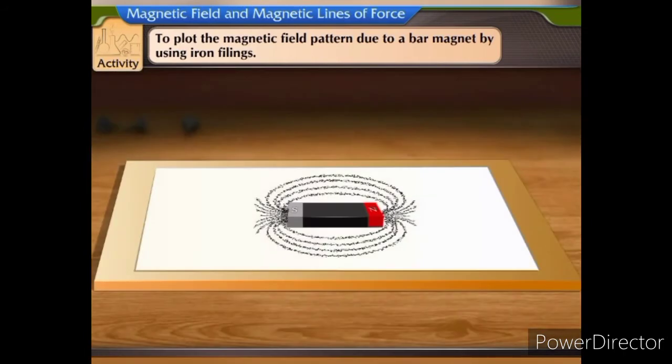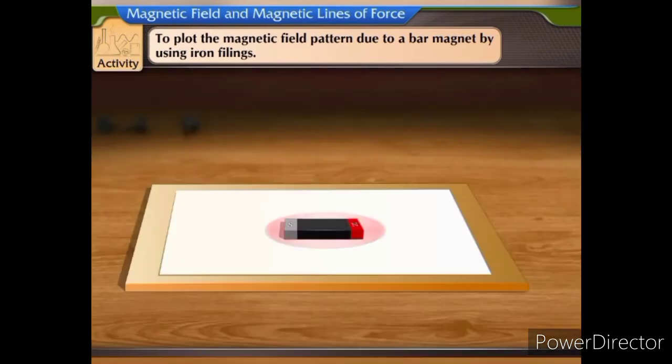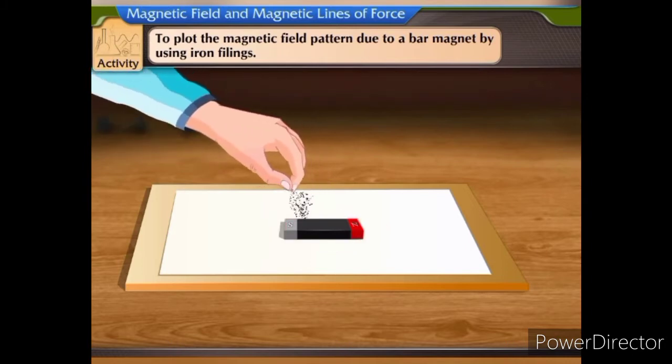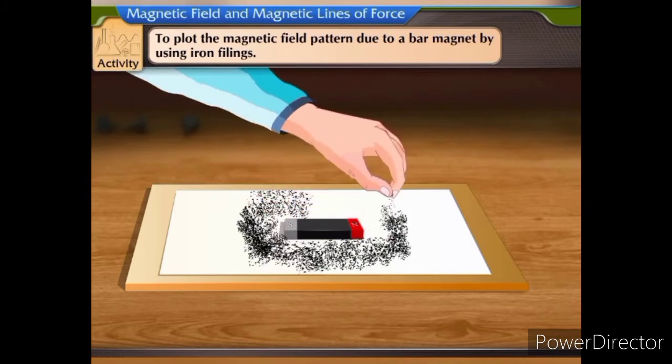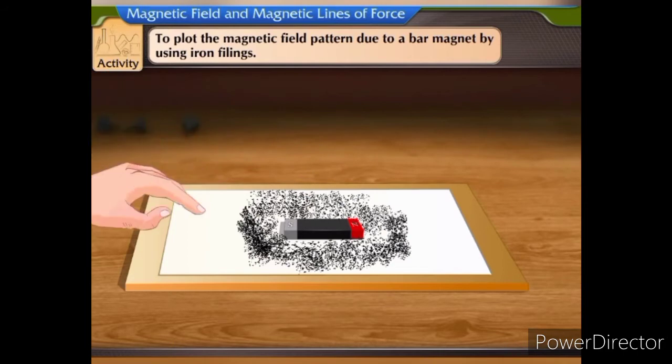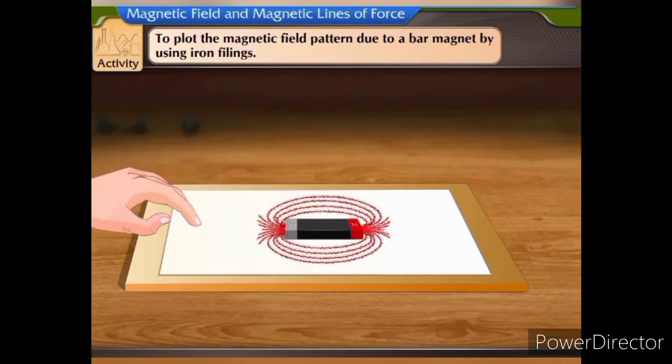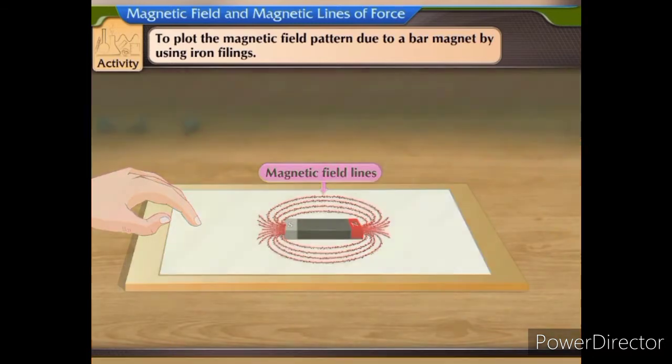Let us now understand why do the iron filings arrange themselves in a specific pattern. We know that the magnet exerts its influence, that is force, in a space surrounding it. Due to this force, iron filings arrange themselves in a pattern. The lines along which the iron filings align themselves represent magnetic field lines.